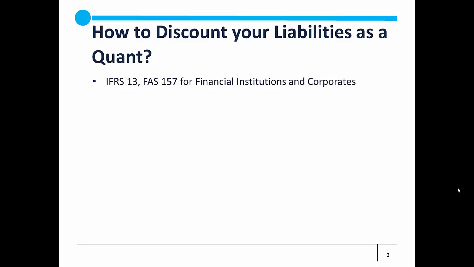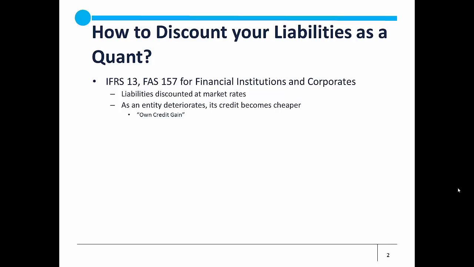IFRS 13 and FAS 157 tell us that liabilities should be discounted at market rates, which sounds pretty obvious, sounds pretty uncontroversial. However, it was pretty controversial when it was first brought out. And the reason for that is that there are lots of unintended consequences to this sort of market discounting of liabilities. The main problem is that as credit quality of an entity deteriorates, its credit becomes cheaper and therefore its liabilities become less valuable. And that leads to its balance sheet improving and to balance sheet gains. So these are so-called own credit gains.